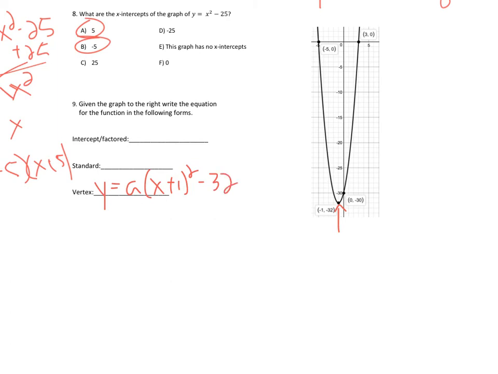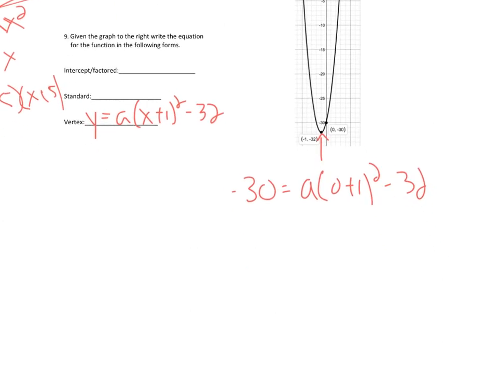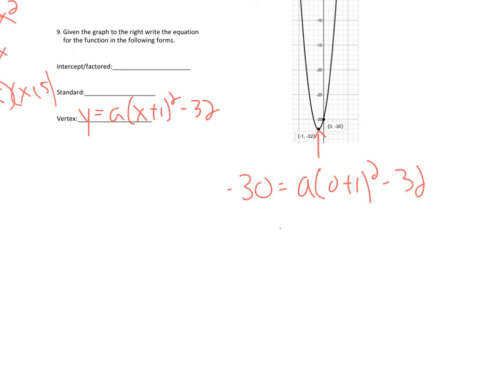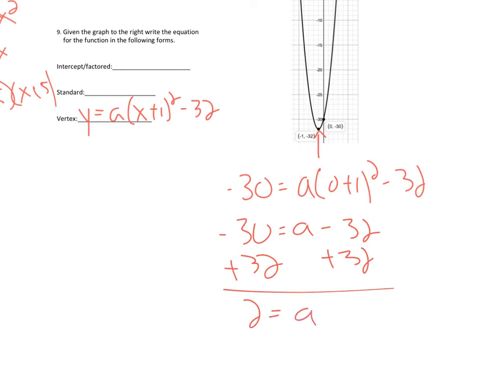To find our a value, we can substitute any other point in. I'm going to substitute (0, -30) in. So I get -30 equals a times 0 plus 1 squared minus 32. 0 plus 1 is 1, 1 squared is 1. So again, we get a, and then minus 32. Add that 32 over, and 2 equals a. So replacing that a with a 2, we get that there.